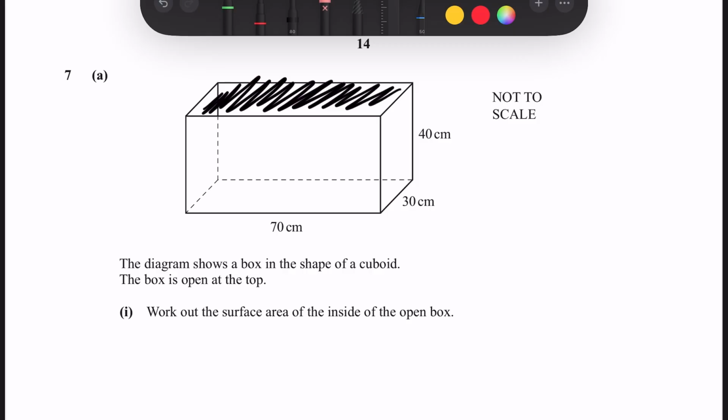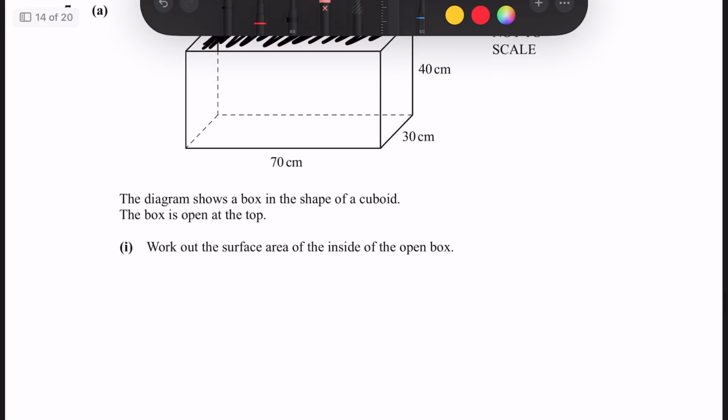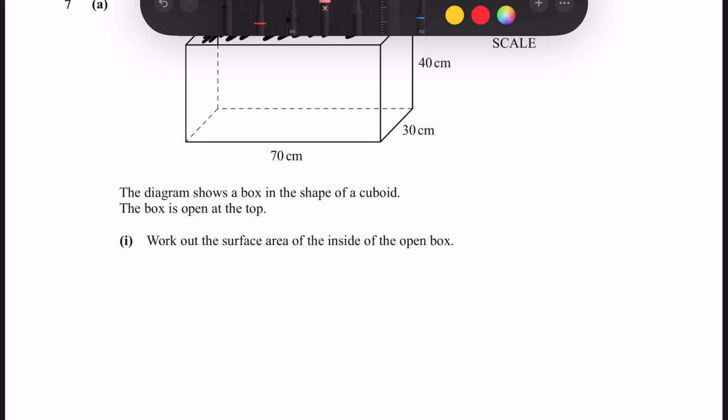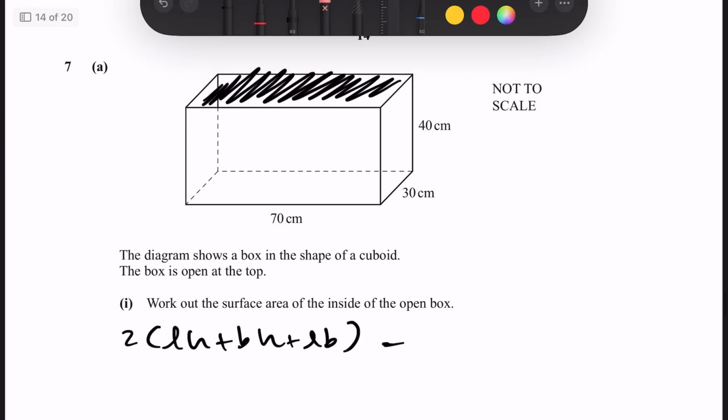So part I says to work out the surface area. This would be equal to, let's do the total surface area, which is equal to 2 times (LH + BH + LB). This formula represents the total surface area of any cuboid, where L is the length, H is the height, and B is the breadth. And let's subtract this with the open top.